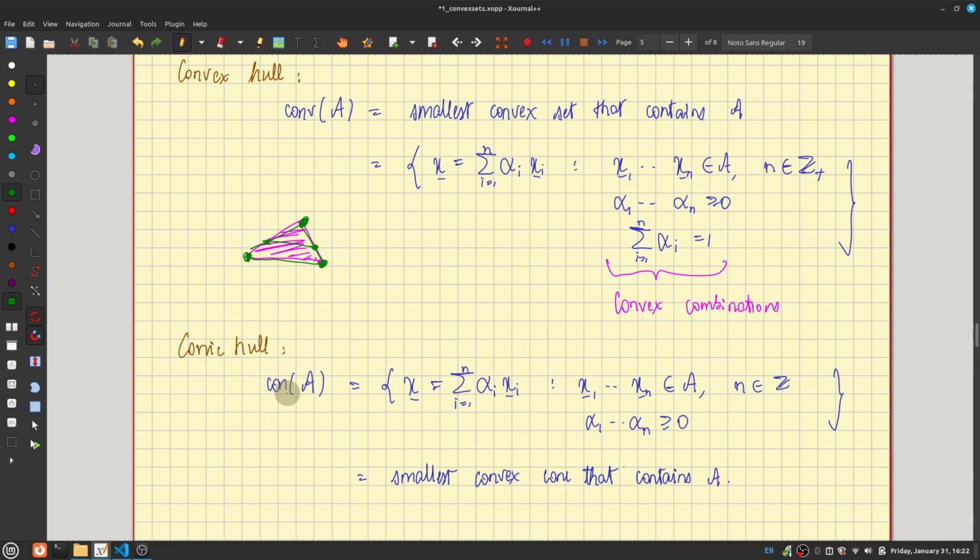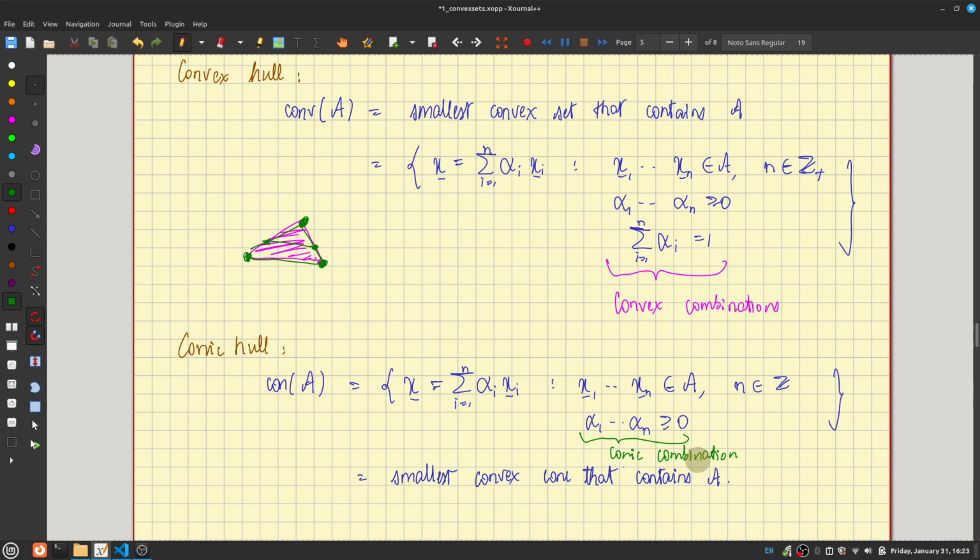As we define the convex hull, we can also define the conic hull, which you generate by taking so-called conic combinations. These are linear combinations where all of the coefficients are non-negative. Okay, so this is the conic combination. The set of all possible conic combinations of points in A gives you the conic hull of A.